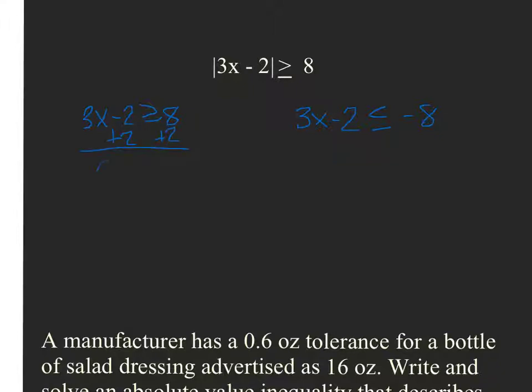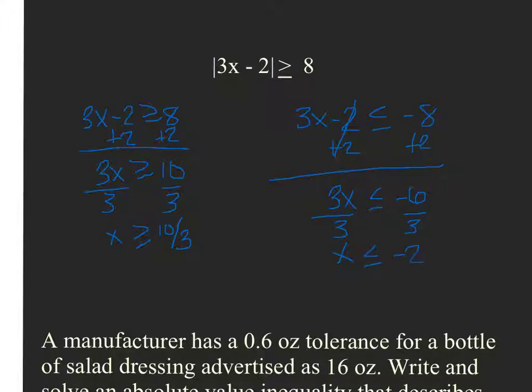So I add 2. We've got 3x is greater than or equal to 10. Divide by 3. You guys, look at this. We've got a fraction. It happens. You've got to be okay with that. Add 2 to both sides here. We've got 3x is less than or equal to negative 6. Divide by 3. X is less than or equal to negative 2.